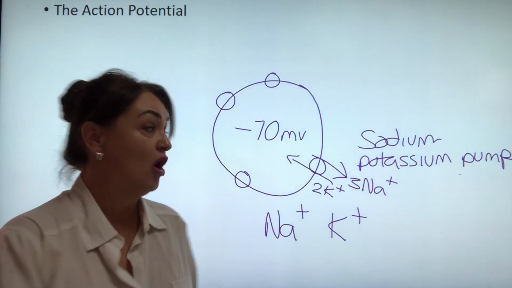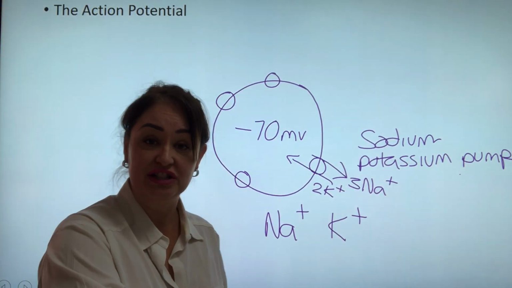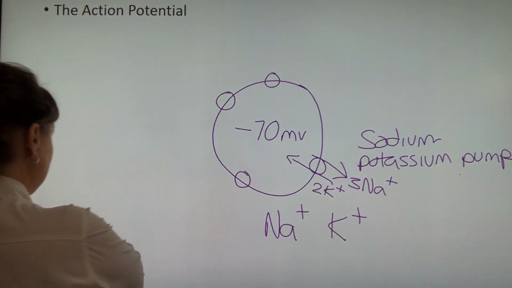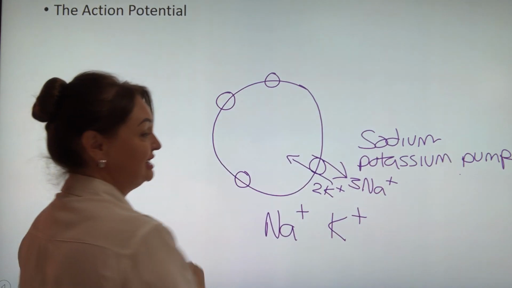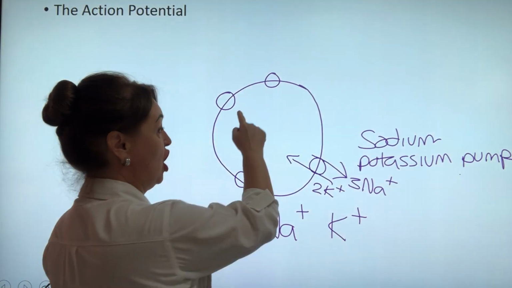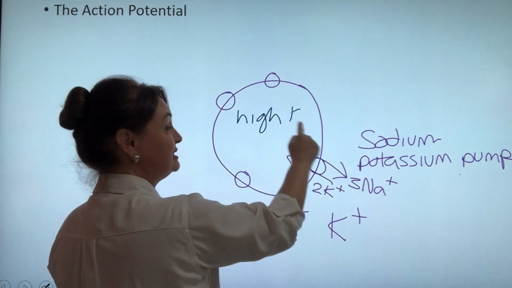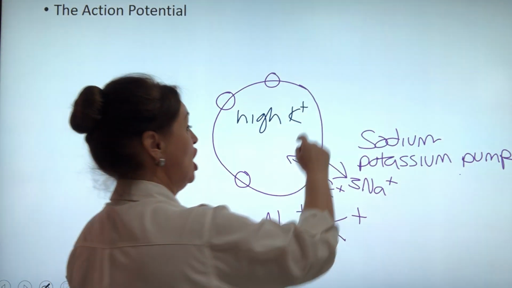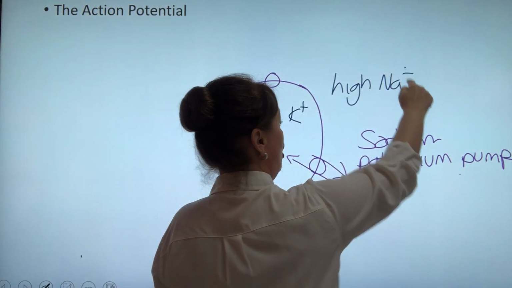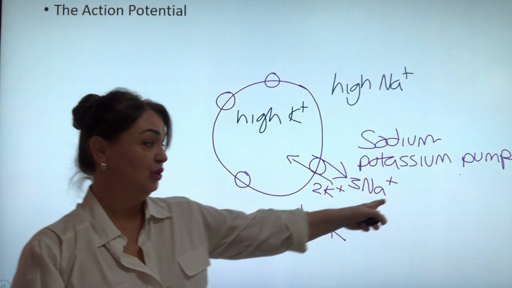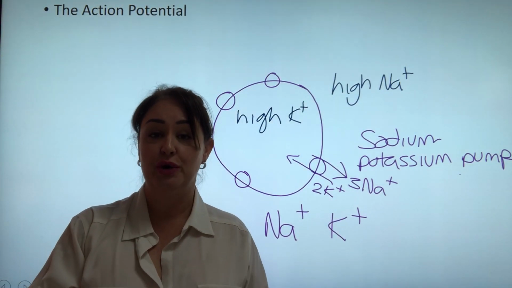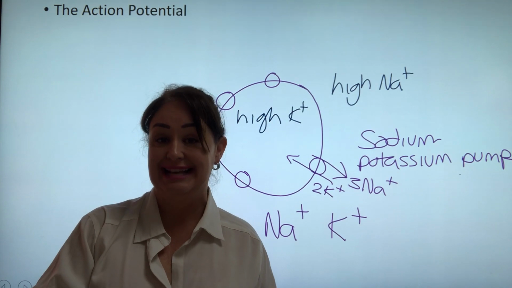Well, straight away, what that does is it creates a difference in concentration gradient. Because if I think about on the inside here, I've now got a high concentration of potassium on the inside, and I've got a high concentration of sodium on the outside, just due to this sodium-potassium pump. So let's just leave that alone for a moment and we'll come back to it in a second.